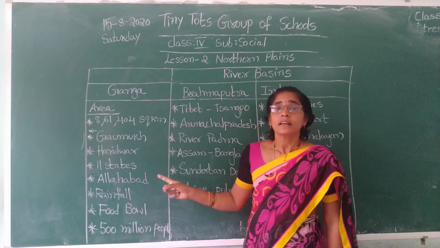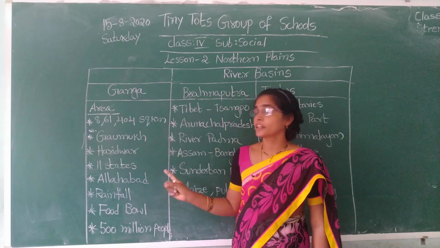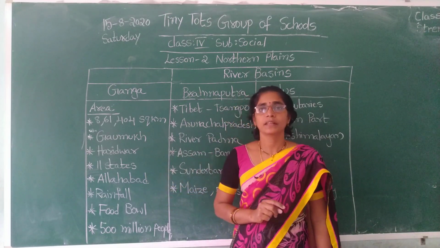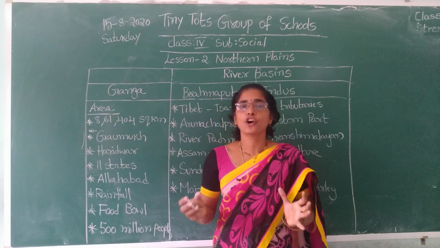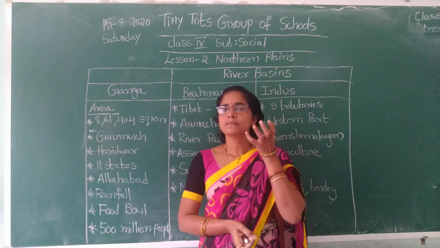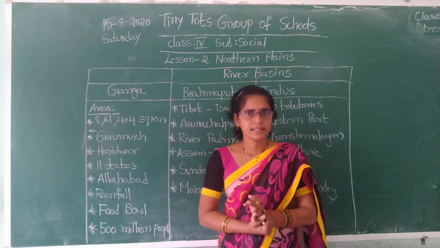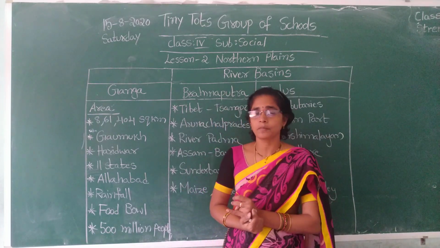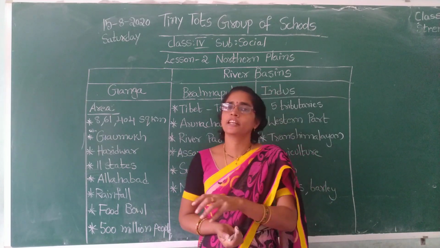Okay. See, Yamuna and Ganga are both joining in the city of Allahabad, in one place. That place is called Sangam. Sangam means mixing. That is called Triveni Sangam: Ganga, Yamuna and Saraswati. These three rivers are joining in that place.